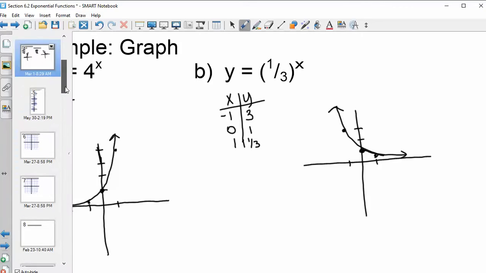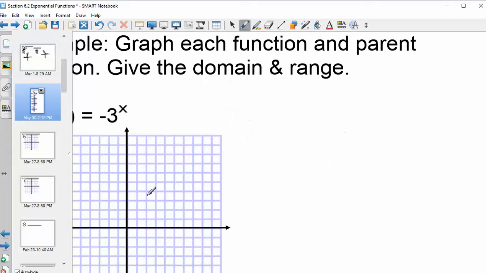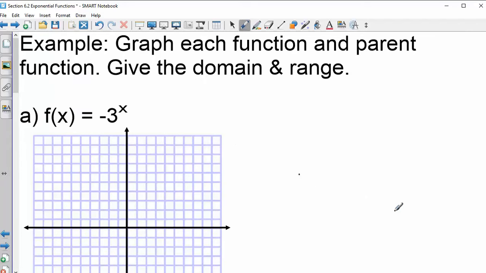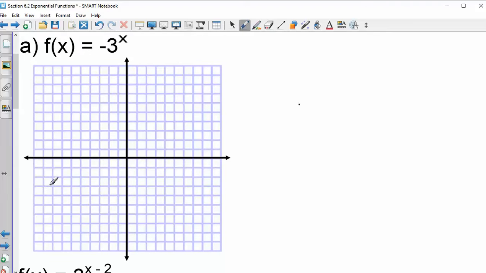I just want to continue this graphing idea, but we're going to start throwing some other pieces into it. We're going to look at transformations. So for each of these, we are going to graph the parent function, then the transformation, and then give domain and range. When you are trying to decide your parent function, it's just a number to a power. So my parent function here is 3 to the x.